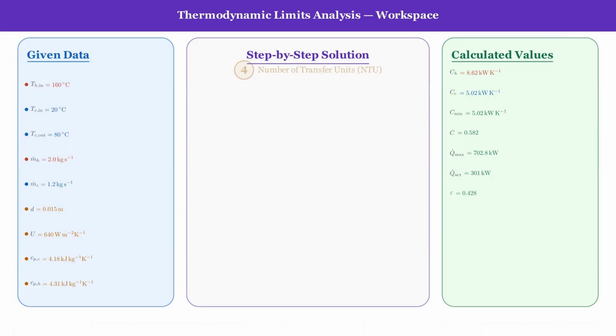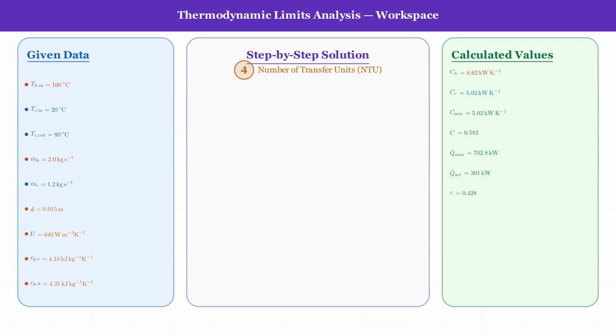Step 4. Determine the number of transfer units, NTU. The NTU is a dimensionless measure of the heat exchanger's thermal size. A large NTU means a physically large exchanger with high heat transfer capacity. A small NTU means a compact exchanger. The NTU encapsulates the combined effect of the surface area, the overall heat transfer coefficient, and the minimum capacity rate, all in one dimensionless number.